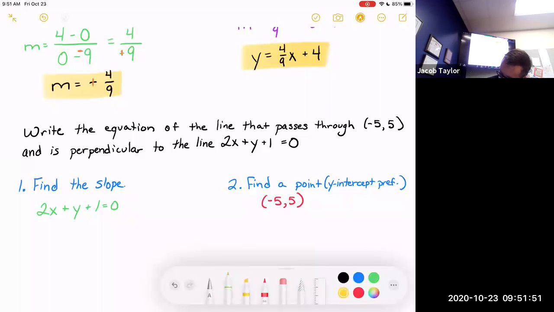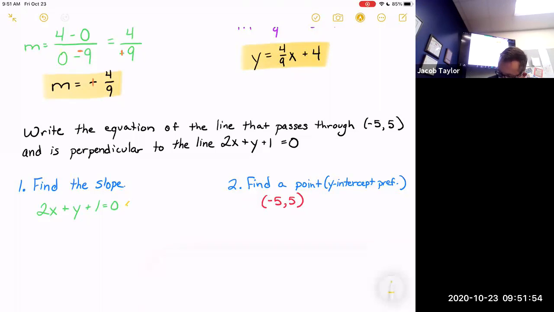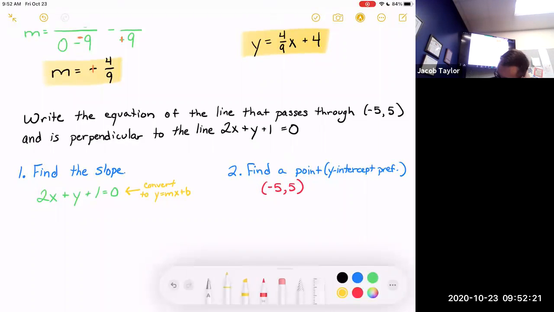We have to find the other point. I could, maybe, by plugging in a value for x and solving for y. Or I could just turn this into slope-intercept form. If I convert it into slope-intercept form, which is y equals mx plus b, I'm going to have a pretty easy time because if I turn it into y equals mx plus b, the m is the slope. That'd be handy. So let's see if we can do that.